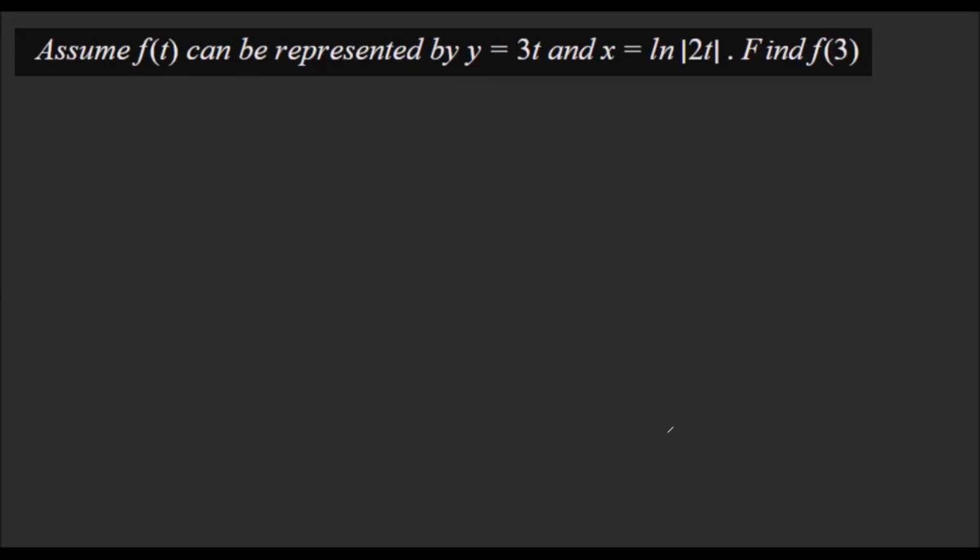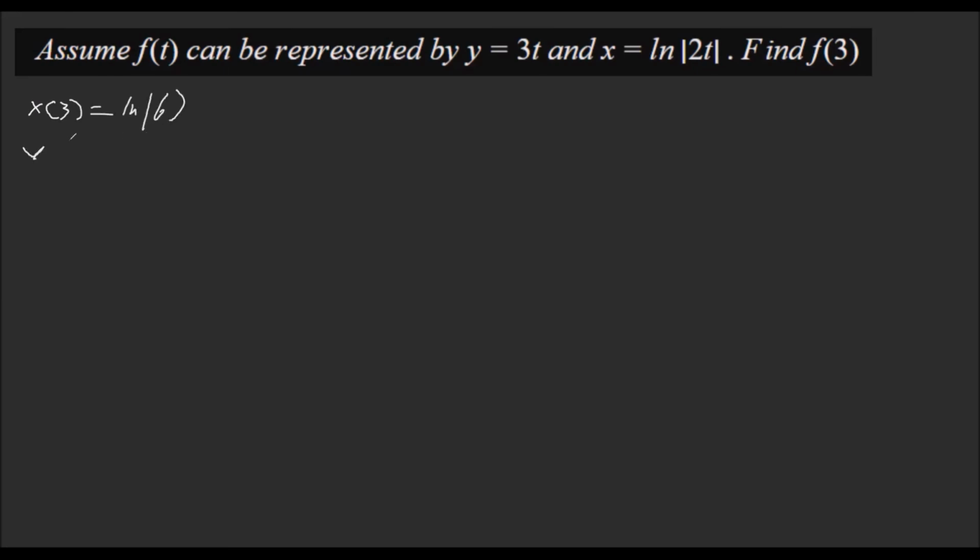Okay, this is practice problem 2, and in fact, the last practice problem for today. We're told to find f of 3, if f of t can be represented as y equals 3t and x equals natural log 2t. So first, we might as well find our coordinates. x of 3 can be represented as natural log 2 times 3, as we're just plugging in 3 for t. And so we'll just say that's natural log 6.